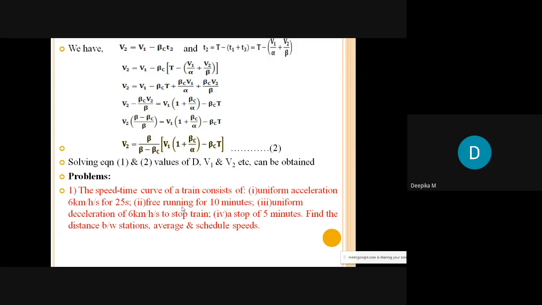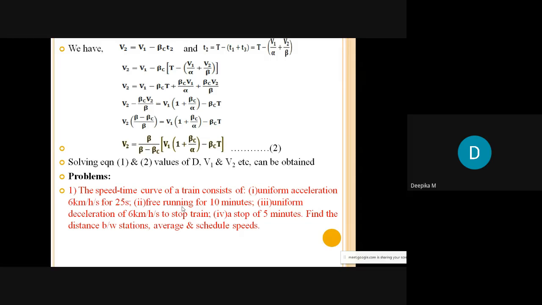The speed time curve of a train consists of uniform acceleration of 6 km per hour per second for 25 seconds, free running for 10 minutes, uniform deceleration of 6 km per hour per second to stop the train, and fourth, a stop of 5 minutes. Find the distance between the stations, average and scheduled speed. So this is what we have to calculate.